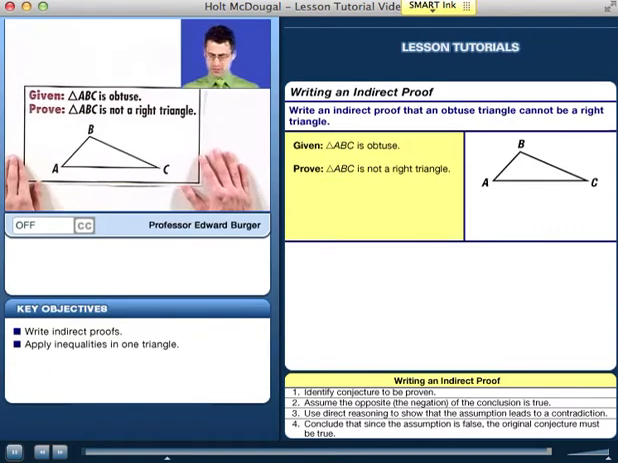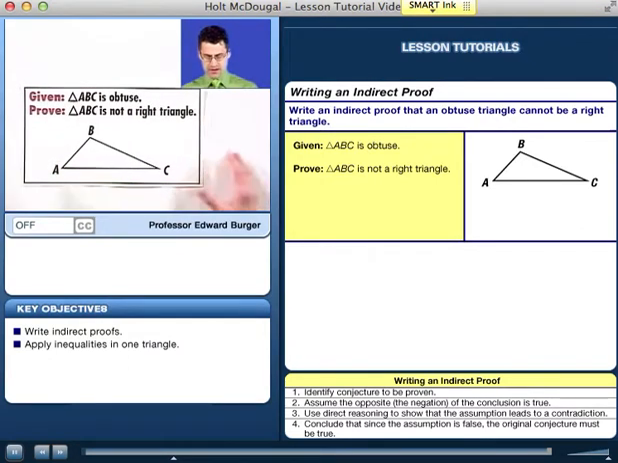So here's the result I want us to prove. We can think of this as a theorem if you want to. Given triangle ABC is obtuse, we want to prove that triangle ABC is not a right triangle. So if the triangle is obtuse, it can't be a right triangle.